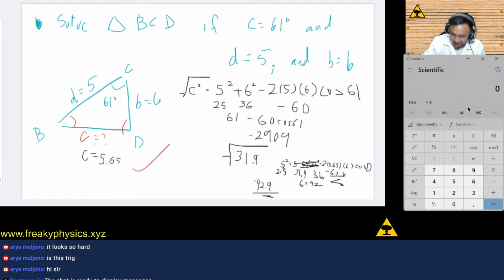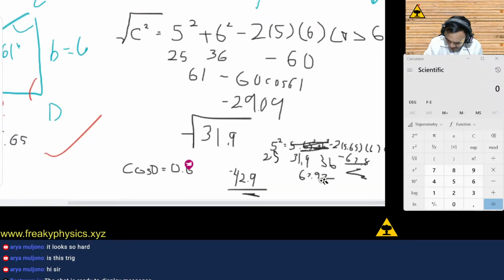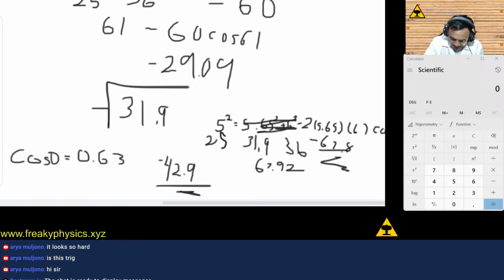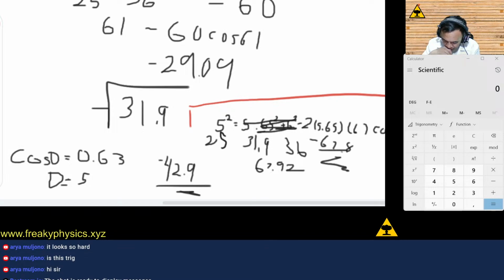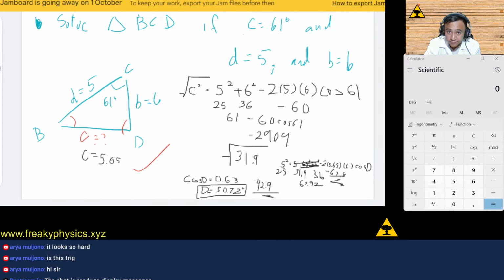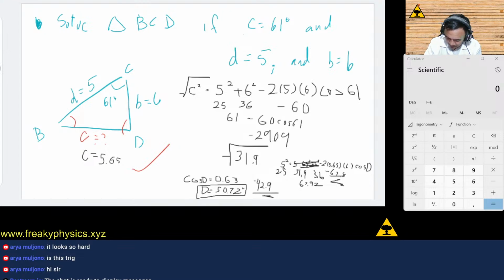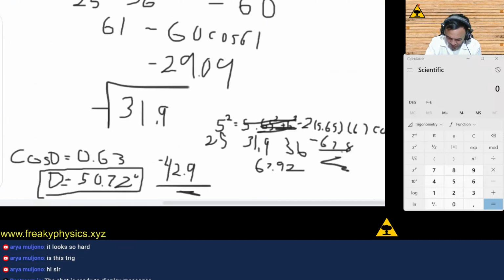Okay, so I'm looking at your working. Let's try to zoom in. I'm almost done, I just have to do the cos inverse. D equals 50.72. So D is 50.72 degrees.